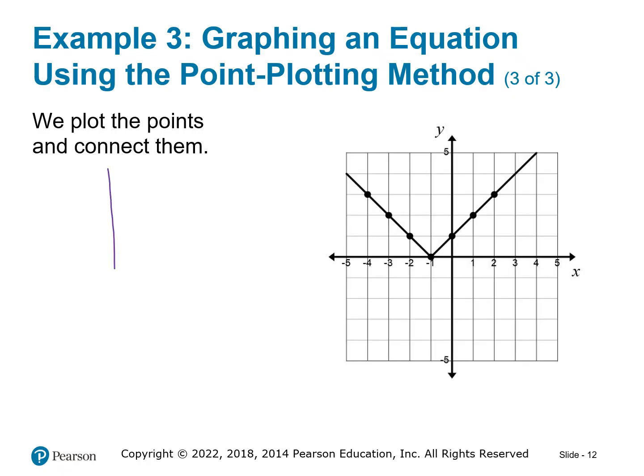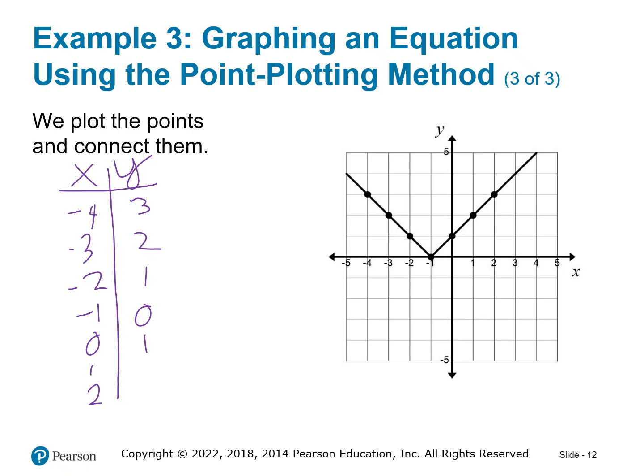So what I would want you to do here is, do your x and y. We went from -4, -3, -2, -1, 0, 1, and 2, and then plot all the points, the y values that go with it. So -4, 3, and then it was 2, 1, 0, 1, 2, and 3.